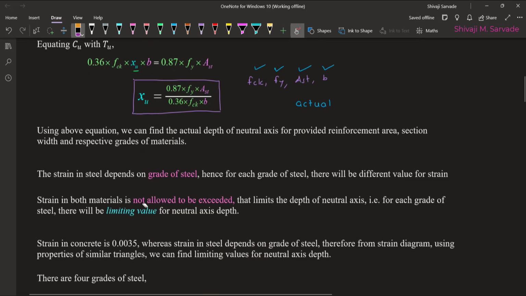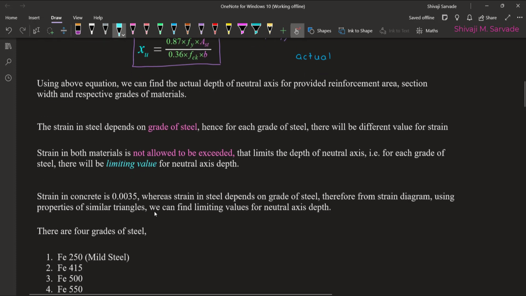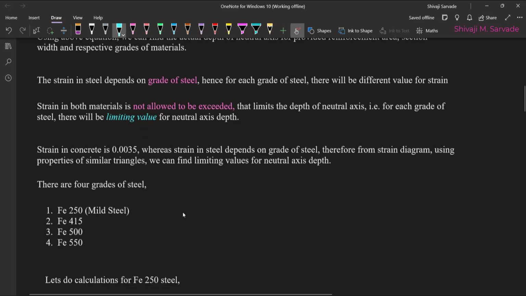So if we just go down, strains cannot be allowed to exceed it. So there will be a limiting value of neutral axis depth for each grade of steel. Okay, so strain in concrete is constant 0.0035, but we have mainly 4 grades of steel. One is the mild steel that we all know, Fe250. Then we have HYSD bars, Fe415, Fe500 and Fe550. Now these strain values, if we calculate, we can subsequently calculate some design constants. That is our objective. Okay, so let's focus on one calculation first, and then the subsequent ones are a repetition of everything.